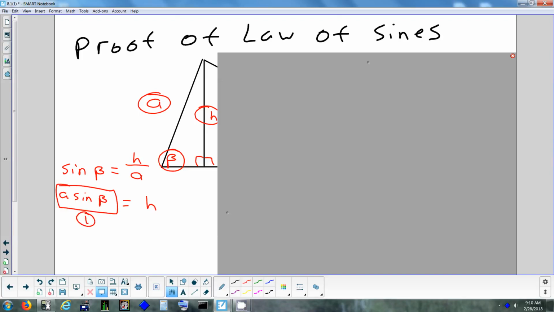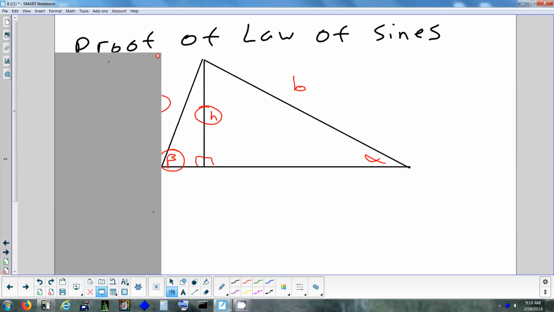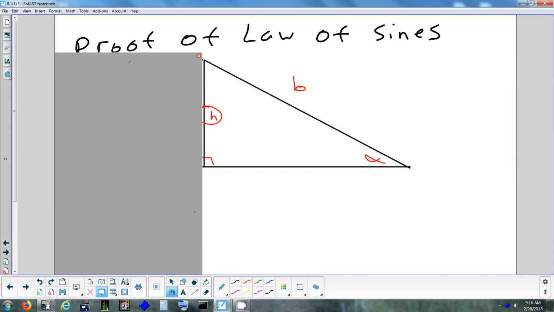Okay, I'm going to do the same thing again. Let's go to the other side. I want to come up with a formula for the height, but this time I want to do it using this, that, and that.